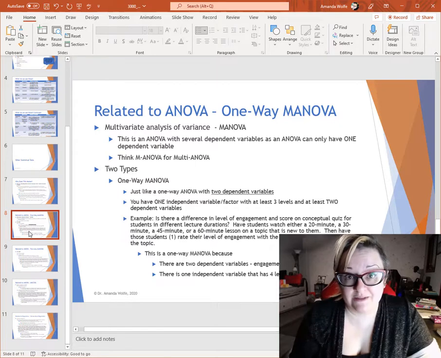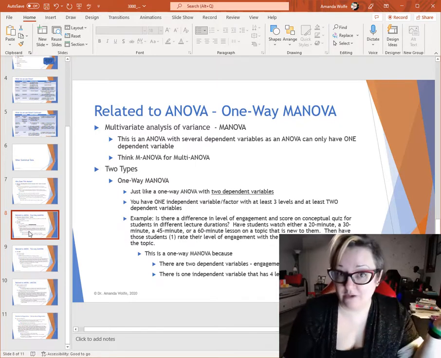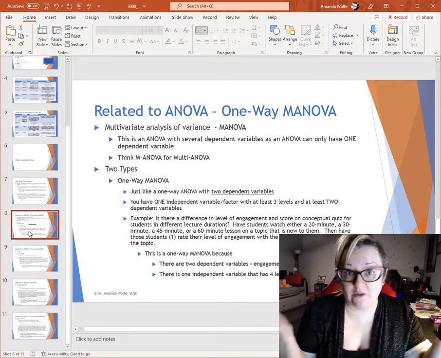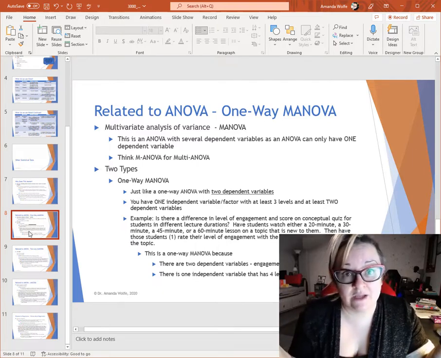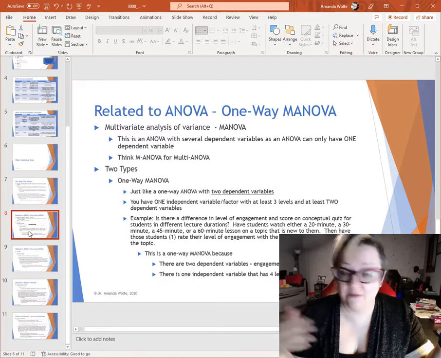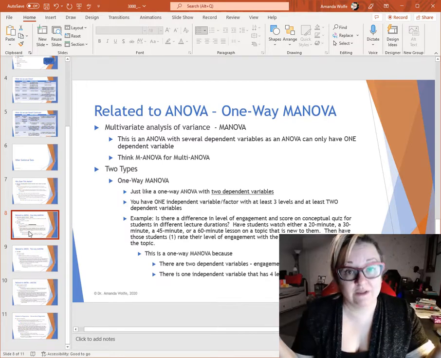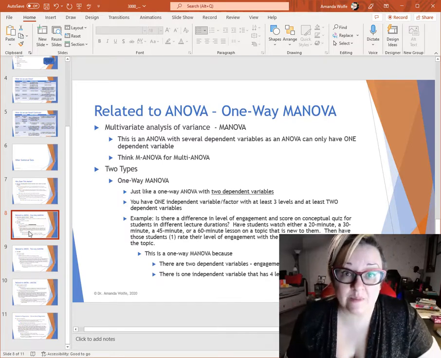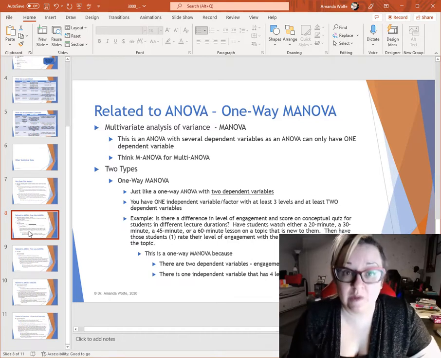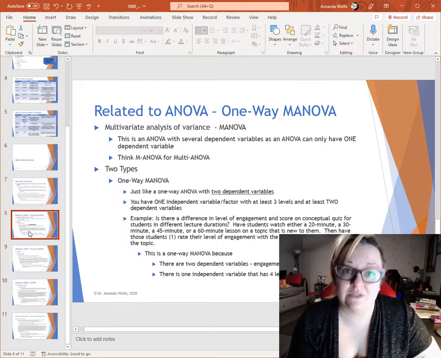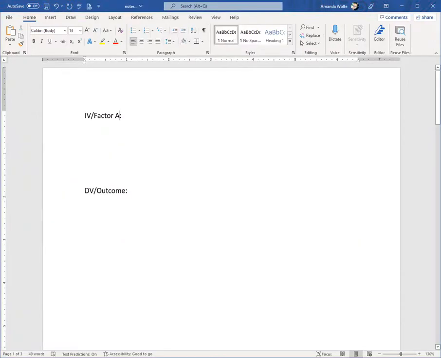Now there's two kinds. There's a one-way MANOVA and there's a two-way or factorial MANOVA. And you tell them apart exactly the same way you tell a one-way ANOVA from a factorial ANOVA. Okay? Let's use some examples. Again, you can read through this slide and you can read the example on the slide, but I want to do a couple of extra examples here in our video lecture just to make sure that you understand it. So let's try an example.